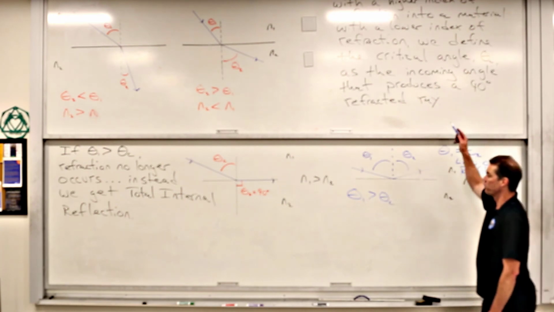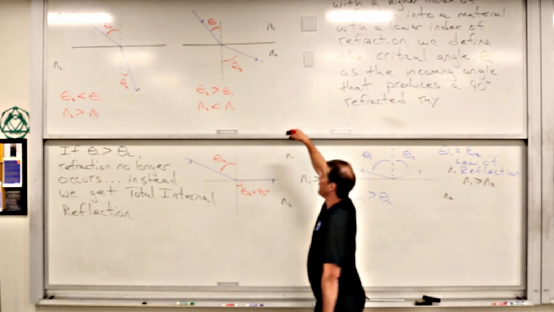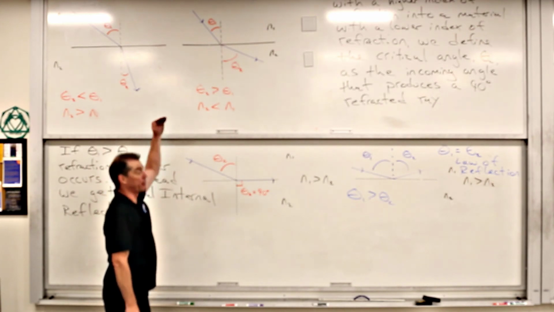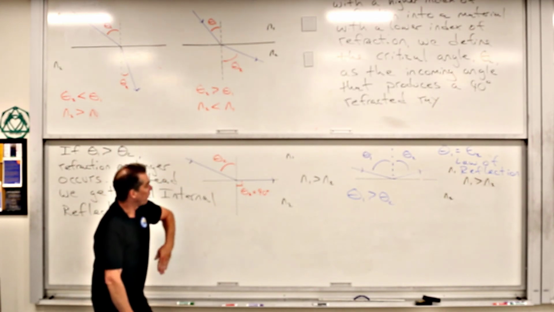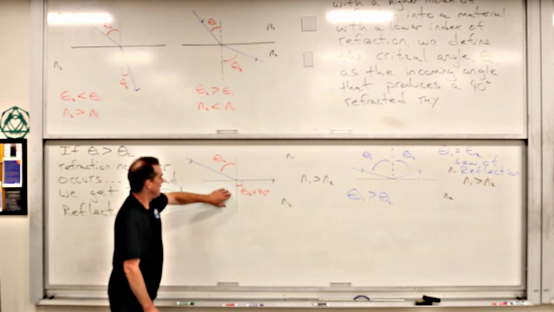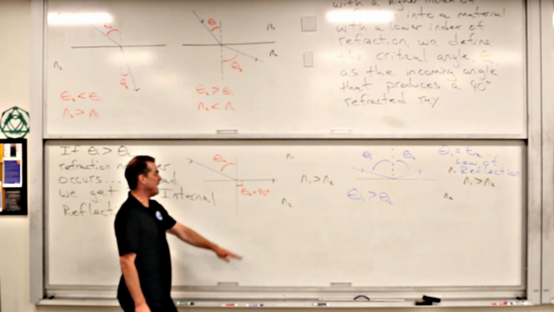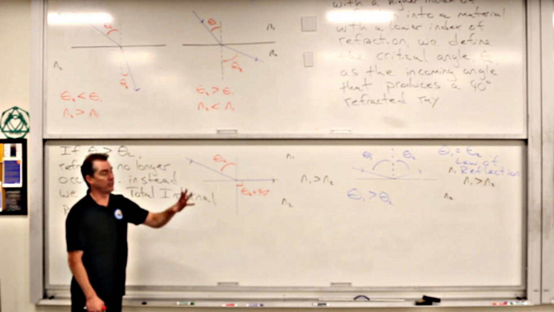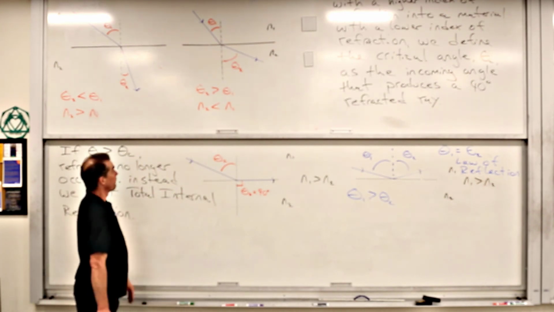So again, the critical angle is only defined when we're going from a higher index of refraction into a material with a lower index of refraction. Where the light ray will bend away, and the refracted ray being at 90 degrees with respect to the normal means that we're at the critical angle. Exceeding the critical angle, you get reflection.